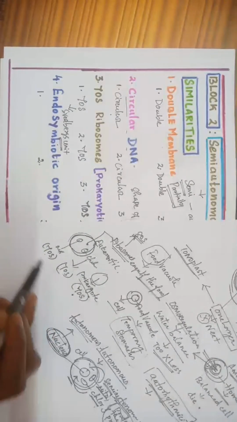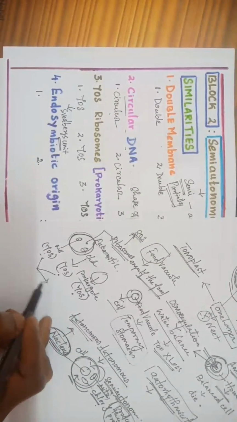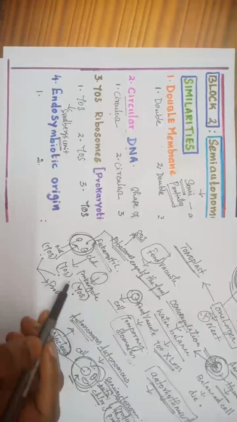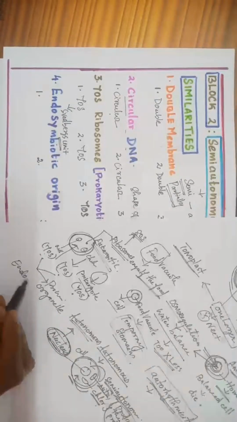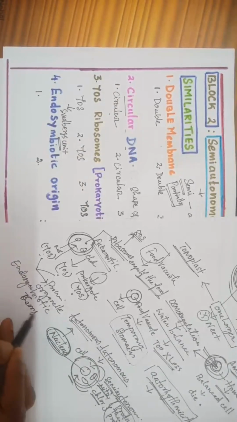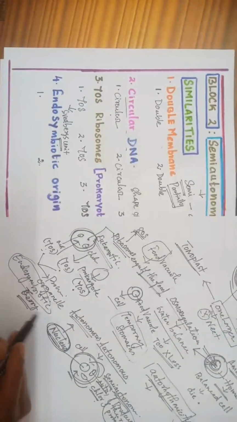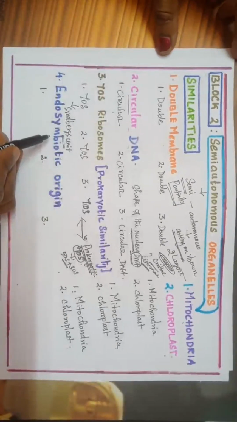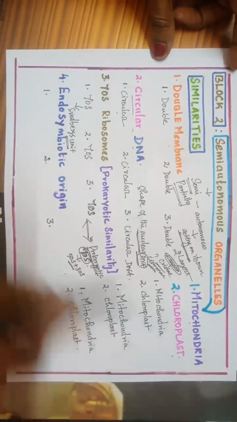Which means they say these two were once prokaryotic cells which came inside the eukaryotic cell as organelles. This is called the endosymbiotic theory. Just remember the name alone, because I have to explain the ribosomes. So what are the two organelles which show a relationship to endosymbiotic origin? Mitochondria and chloroplast. Shall we write?